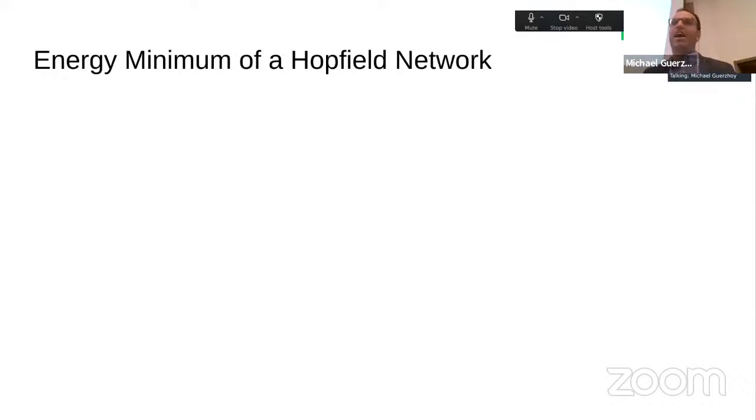It's amazing. Okay. So I want to go back to getting the energy minimum of a Hopfield network. As it happens, for a particular Hopfield network, for example, like the one that we just saw, this is not actually hard. So let's do this.